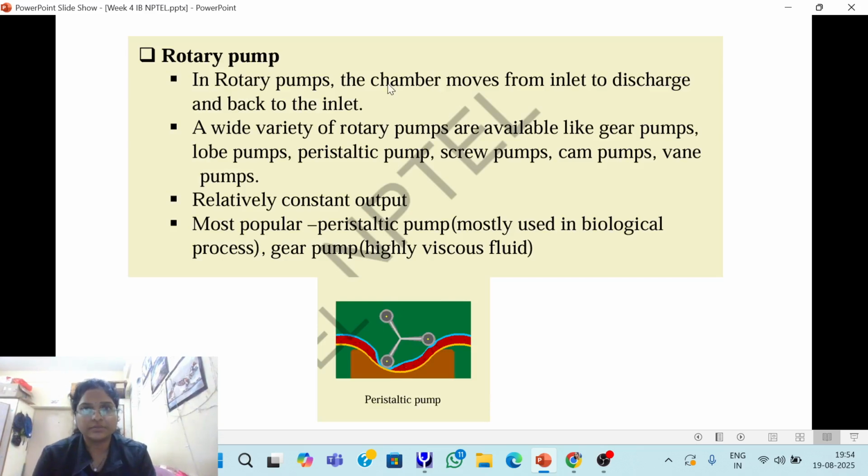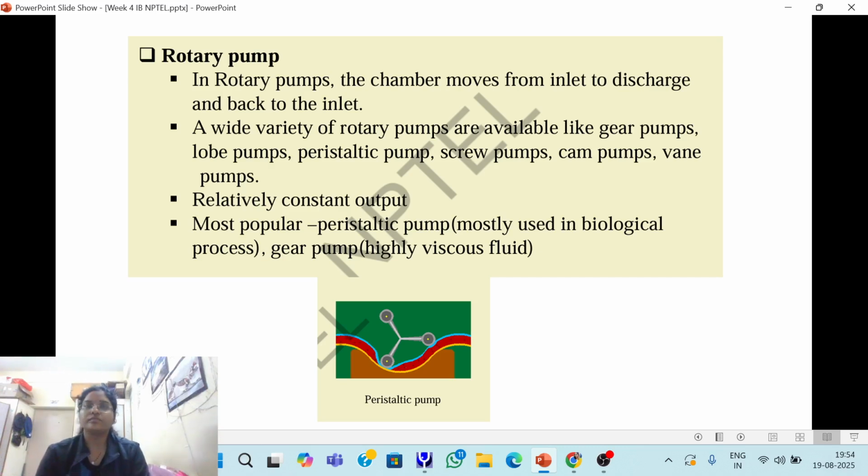It is a kind of rotatory pump, as you can see from the structure itself. In rotatory pumps, the chamber moves from inlet to discharge and back to the inlet. A wide variety of rotatory pumps are available, like gear pumps, lobe pumps, peristaltic pumps, screw pumps, cam pumps, and vane pumps, and these all have relatively constant output. But the one used in biological processes is the peristaltic pump.